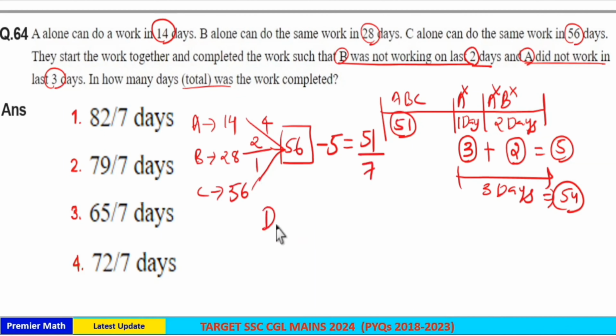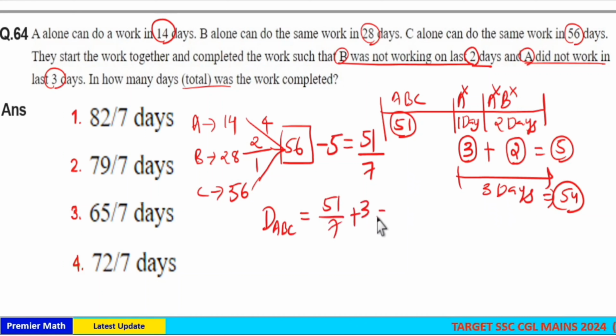So the number of days taken by A, B, C to complete this 56 units is equal to 51 by 7 plus the remaining 5 units completed in 3 days. So, 7 into 3, 21 plus 51 is 72 divided by 7 days. Option 4 is your answer.